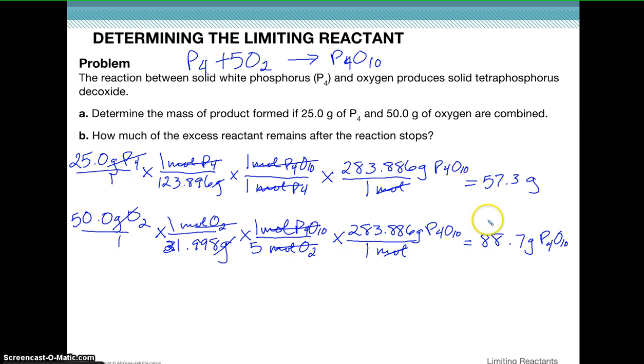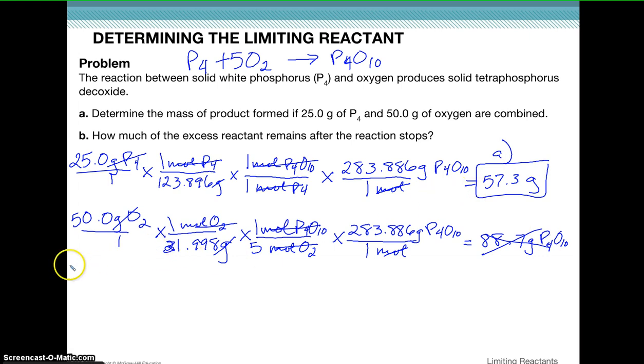Okay, so which reactant makes the least amount of product? The phosphorus does, right? So we're not going to make this. That's what we're going to make. So question A says, determine the mass of product formed. Well, that's what we just figured out. So that's the answer to question A. That's how much product would be formed. That's our theoretical yield, okay?